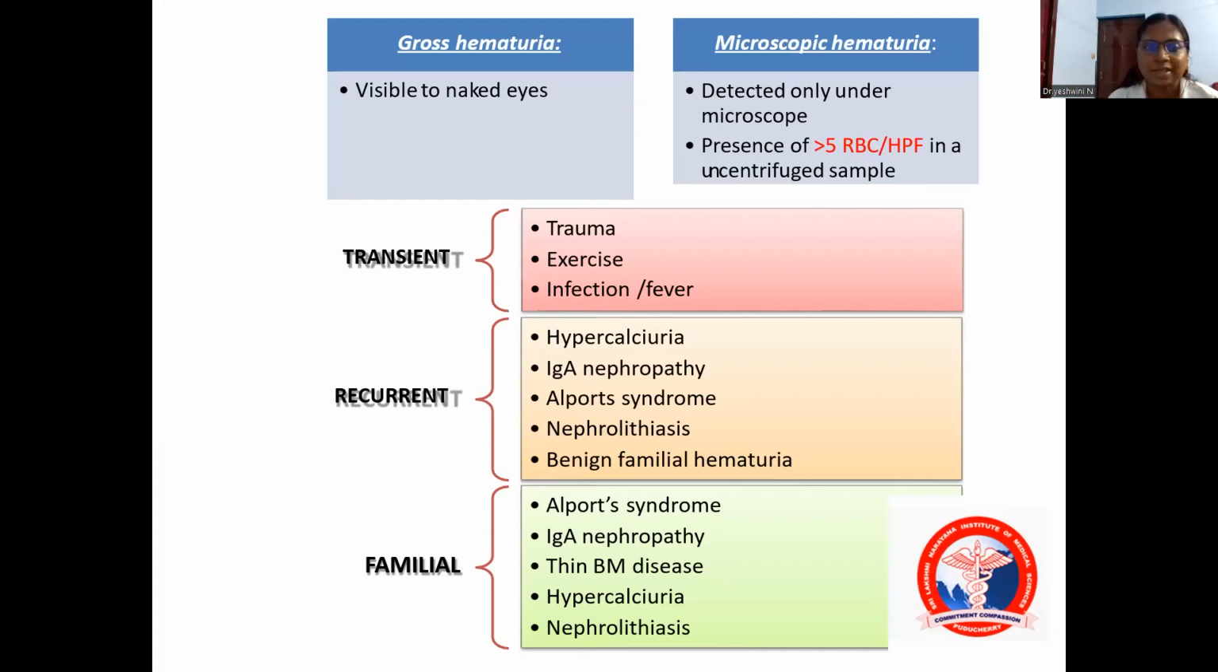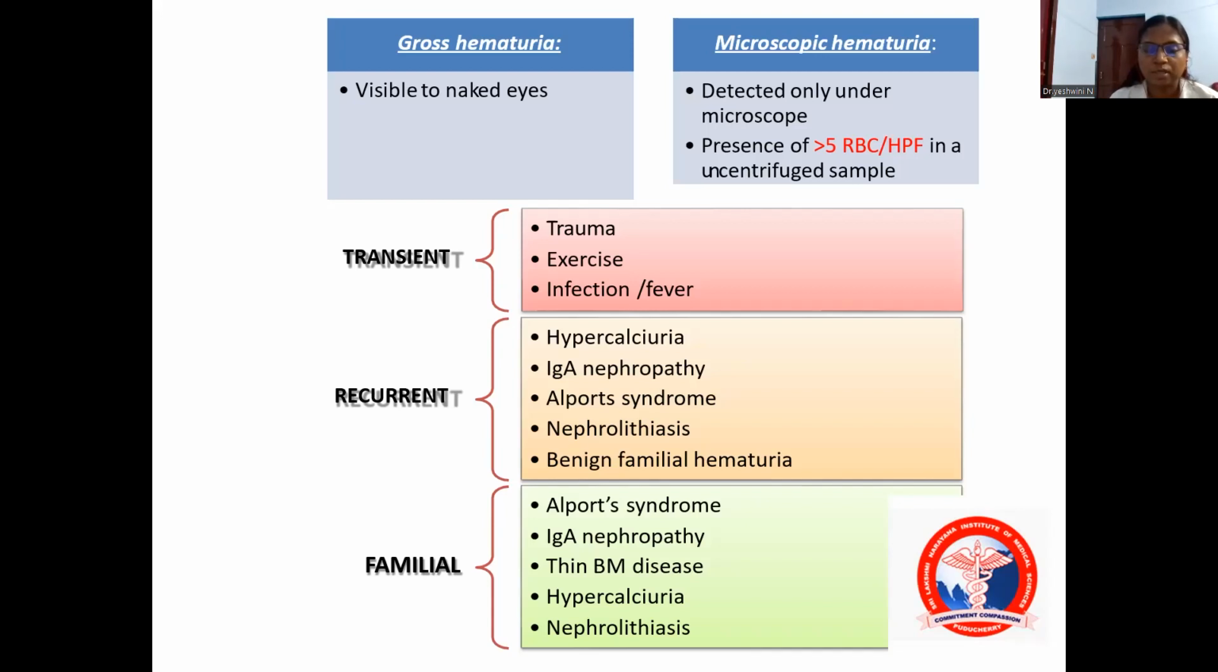Some causes could be transient or recurrent. Transient causes include infection, fever, exercise, and trauma. Recurrent hematuria will be seen in IgA nephropathy, hypercalciuria, wherein they pass so much calcium in the urine, and Alport syndrome. Let me tell you what Alport syndrome is.